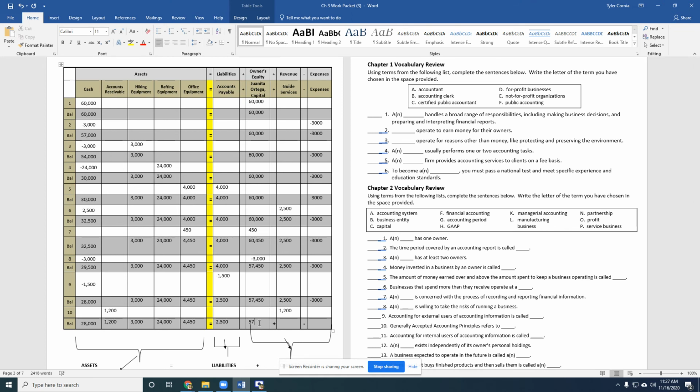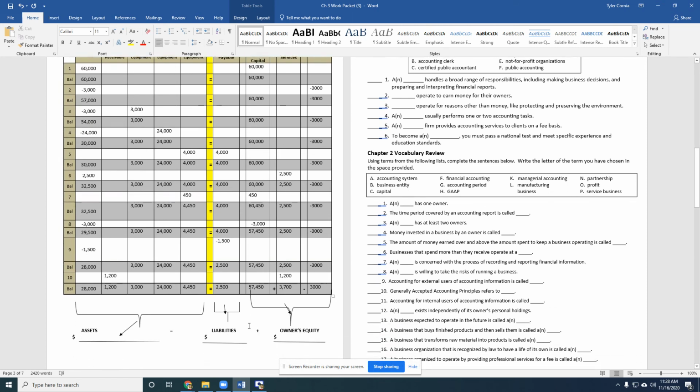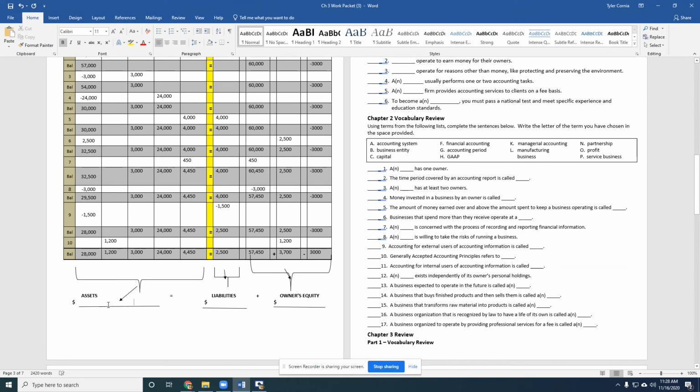What number am I at? Okay, 57,450. Okay, so what should happen is these numbers should all equal each other, right? So if I were to add these numbers together, I don't have a calculator, but I checked the math to make sure it worked out. And so this one side equals 60,650. Okay, so this should now equal liabilities plus owner's equity.